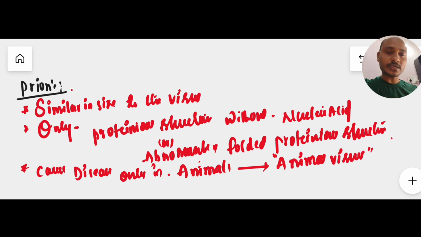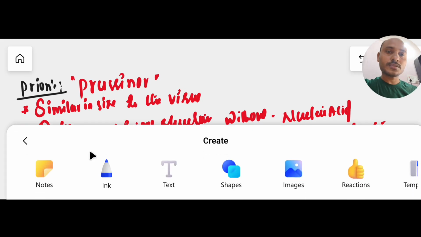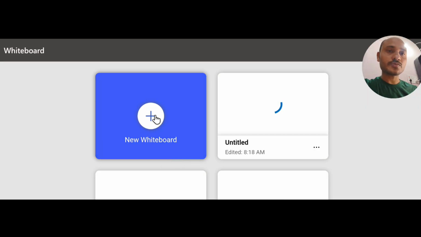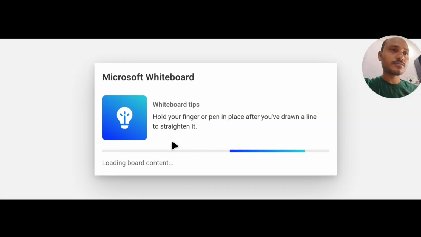Now, the discovery of prions. Prions were discovered by the scientist Prusiner. Now we will move on to the diseases caused by prions. We will discuss human disease and animal disease. First we will move on to human disease caused by the prions.